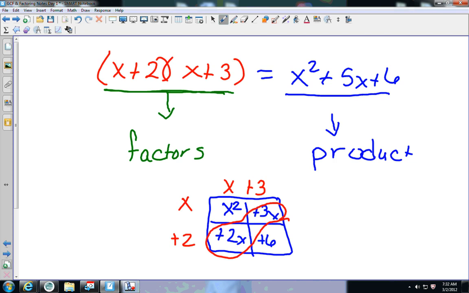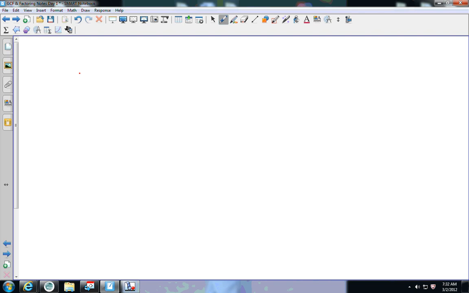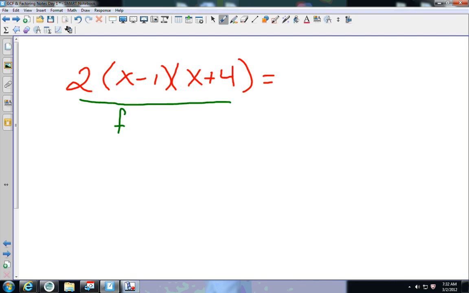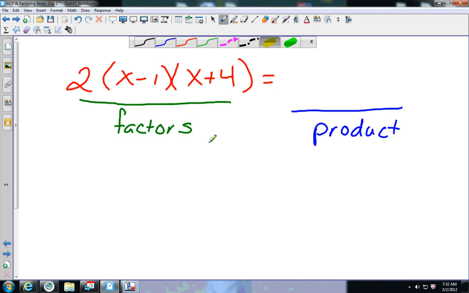The other type that we've done, say, for example, we had this type of problem. Okay? Again, these right here are called your factors. It's the same thing. But to find our product, what would we have to do? To find the product, we could do this a couple different ways. We could multiply these two binomials in the parentheses, and then we would have to multiply everything by 2.